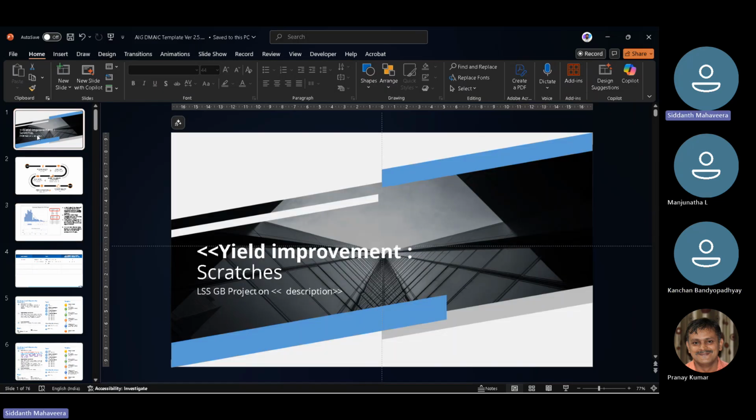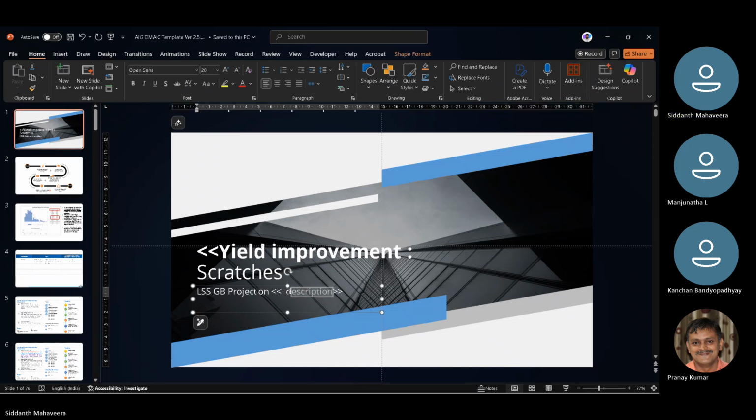We work in the PCB manufacturing industry. On the PCBs, we get scratches either due to mechanical issues, systematic scratches, or handling issues. It could be any of the above. So, a project on growing yield.